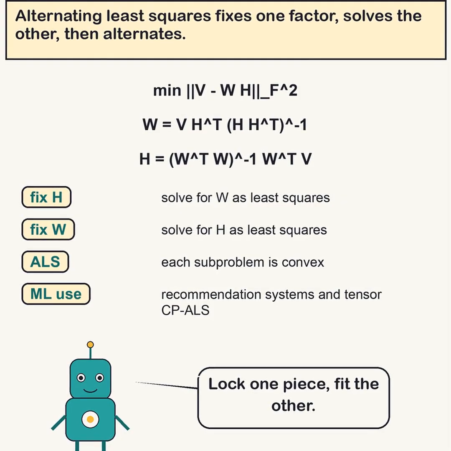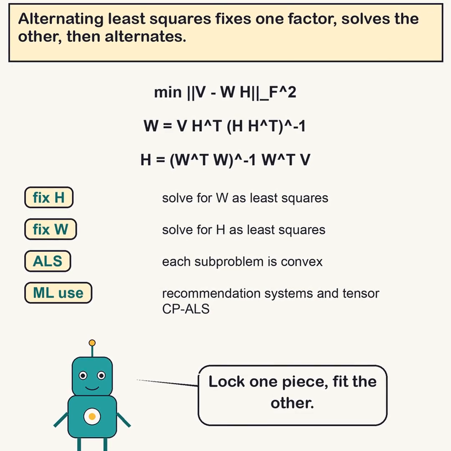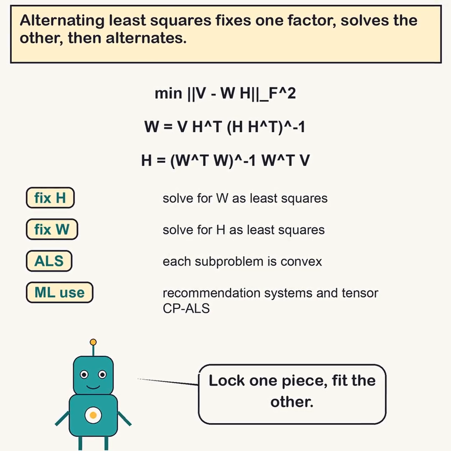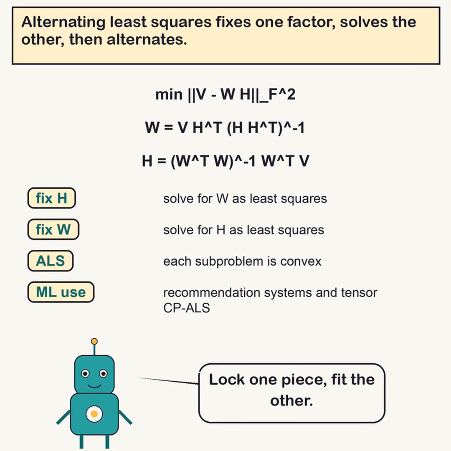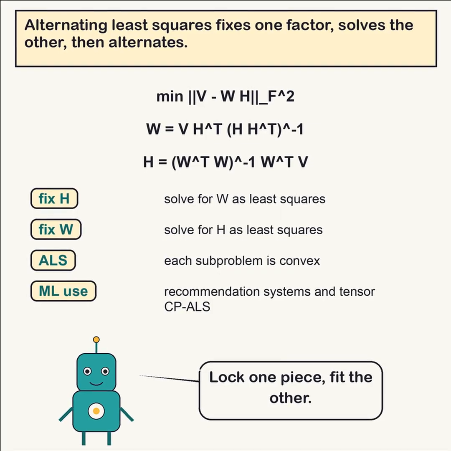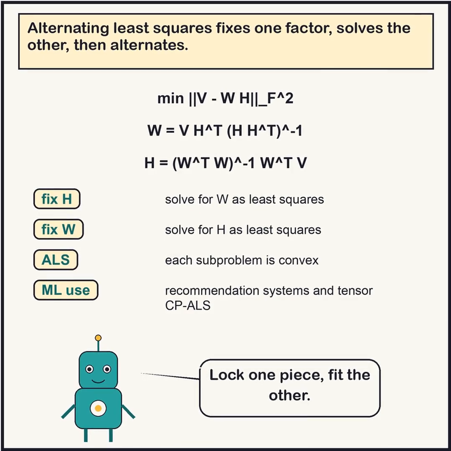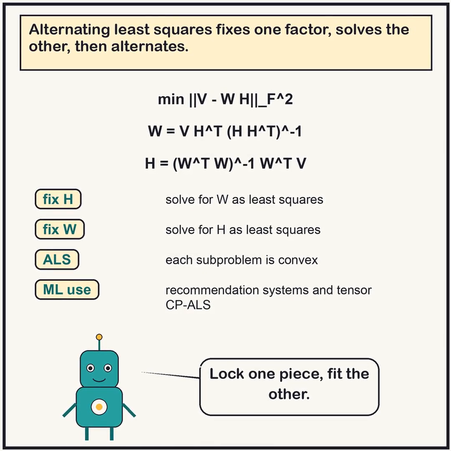Alternating least squares fixes H and solves for W, then fixes W and solves for H. Each step is an ordinary least squares problem, even though the joint factorization is non-convex. Real-world analogy: ALS is like two people assembling shelves. One holds the frame steady while the other tightens screws, then they swap.